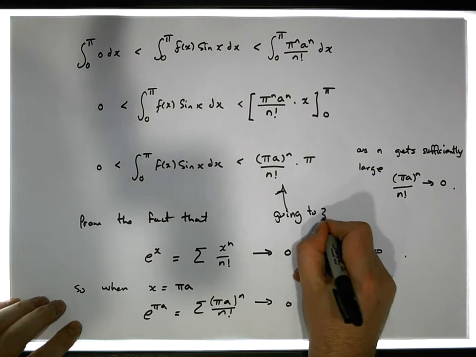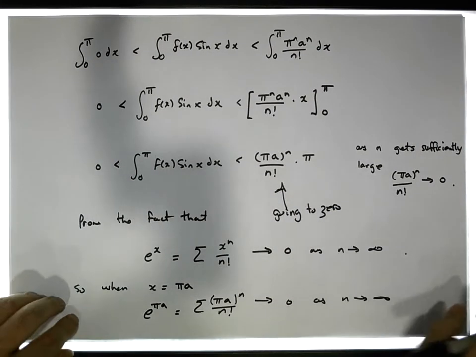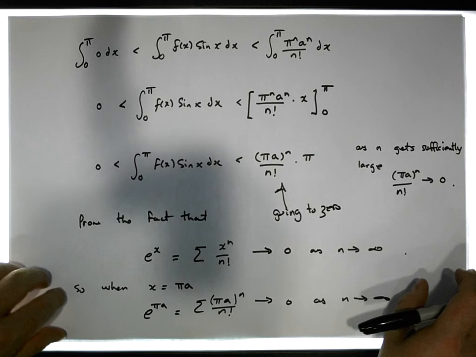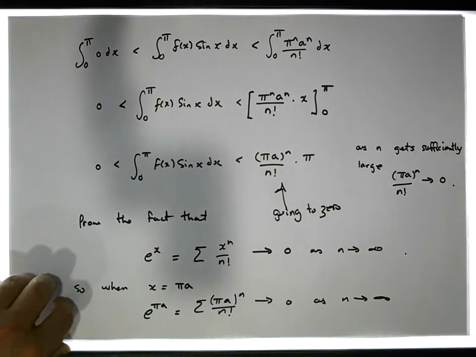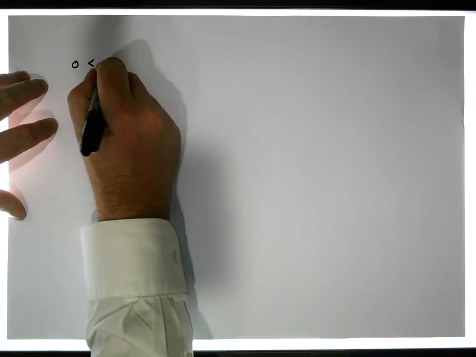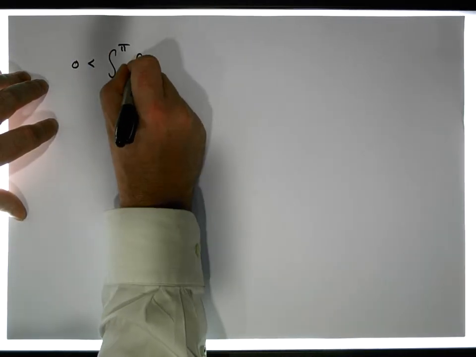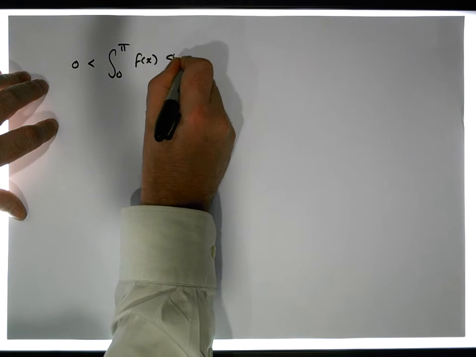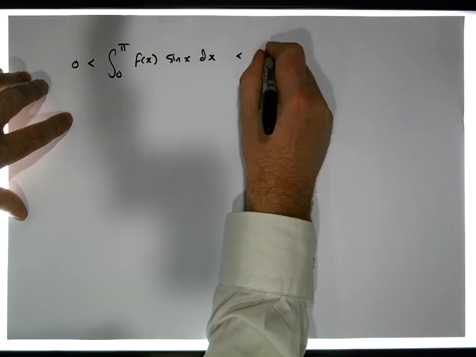And actually now what we can see is this is sandwiched. So hopefully we can see what's happening here. Let me write it down again, just one more time, nearly there with this particular contradiction. Well, this is 54 minutes walking through this, but I hope this will be helpful for somebody out there. So let's write it down again: 0 is less than the integral from 0 to pi of f of x sine of x dx, which is less than, we said, a to the pi to the n over n factorial times pi.